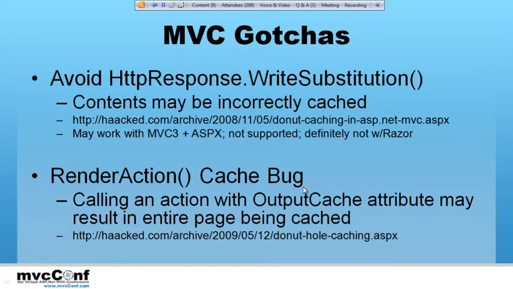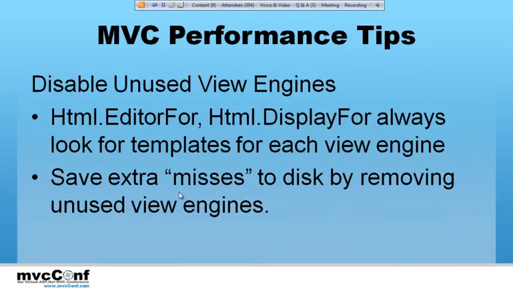There are a few gotchas that mostly relate to caching. The HttpResponse.WriteSubstitution is something you could use in ASP.NET Web Forms, but if you try to use it in MVC3, it may not work. I'm told that it may be working with MVC3 and ASPX views, but it's not supported, and it's definitely not something you can use with Razor. There's also a caching issue with calling RenderAction. If you call RenderAction and you call an action that has an OutputCache attribute set, the entire page may then be cached, which is probably not what you would expect. So that's something to be aware of and look out for as well.